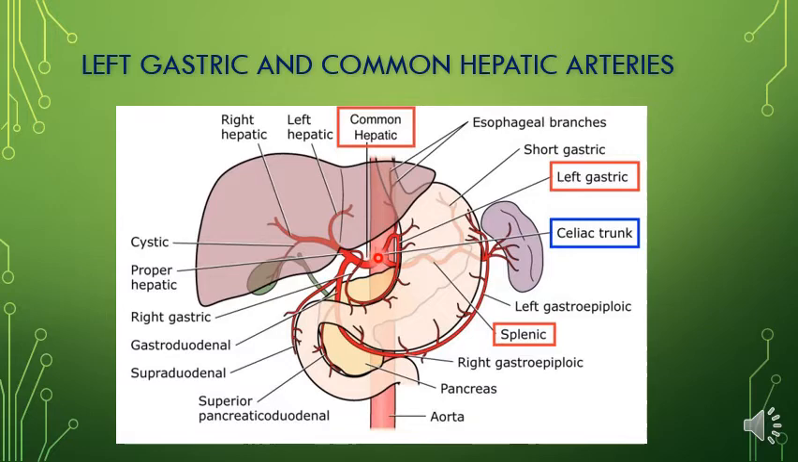So what is happening to the common hepatic? It is running towards the right side, and once it reaches the upper border of this first part of the duodenum, it is going to give rise to the right gastric artery and gastroduodenal artery, and occasionally the posterior superior pancreaticoduodenal. Then it runs upwards, reaches the porta hepatis along the free margin of the lesser omentum, and then it divides into right and left hepatic arteries.